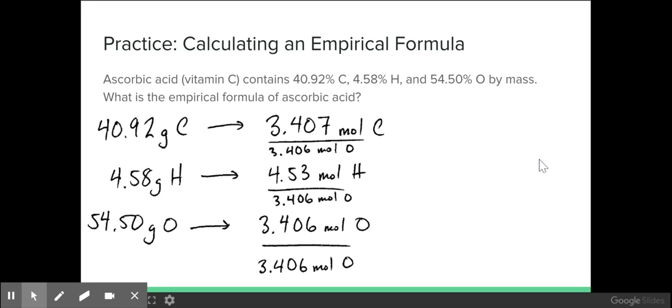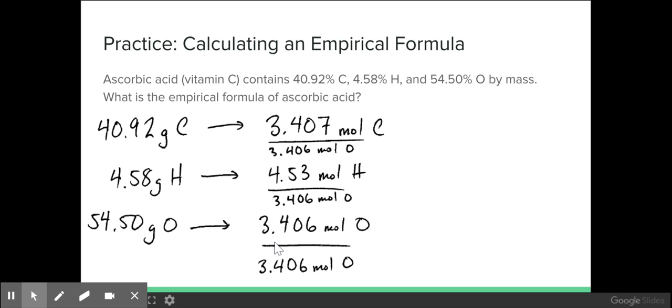Okay, the first step here is I have the assumption that everything is out of 100 grams. So I take these numbers of grams that I have for each of the elements, and I'm going to convert each one of them into moles. So those arrows are just indicating that I divided by the molar mass of each one of these elements to find the number of moles of each of these.